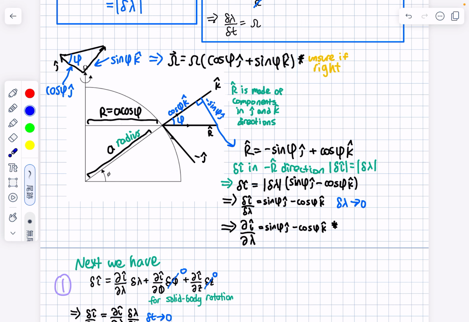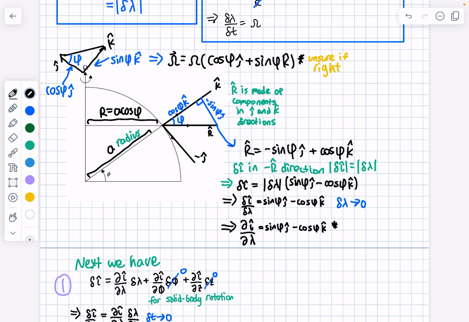And I'm not 100% sure that this is the right way of thinking about this, but I'm just assuming that we draw a triangle here, and this latitude will show up here in this location as latitude. Then we know that this is the j direction, this is the k direction.